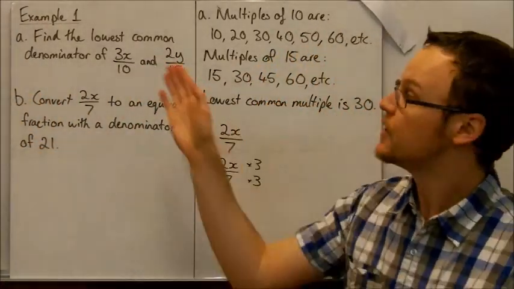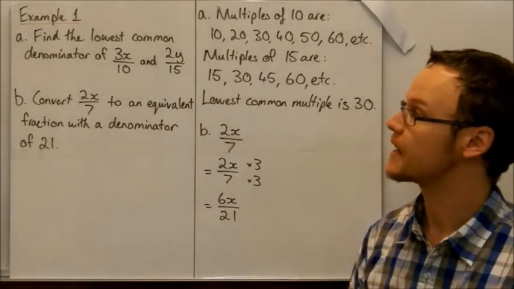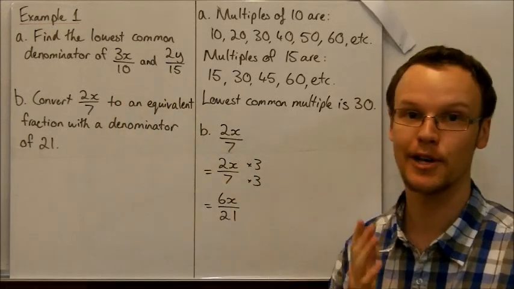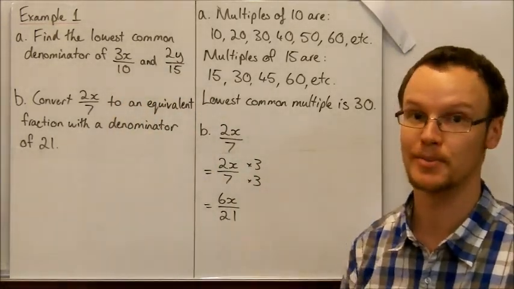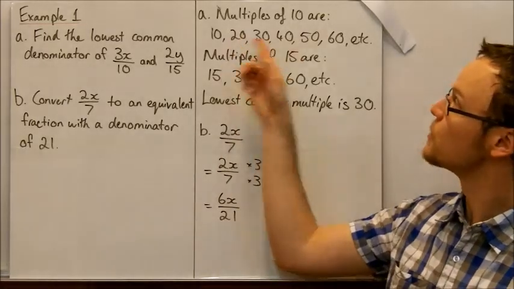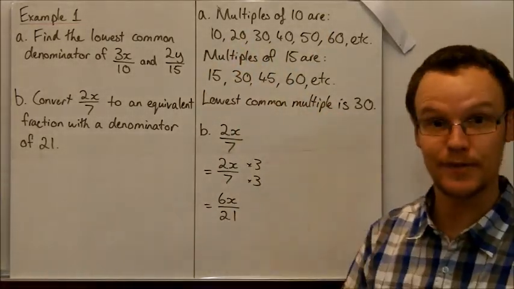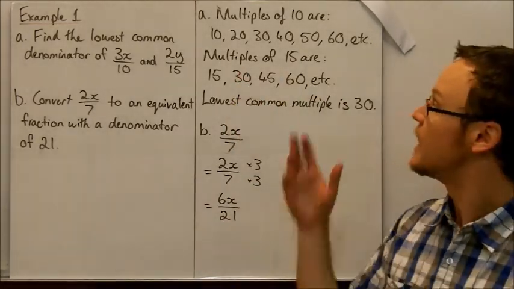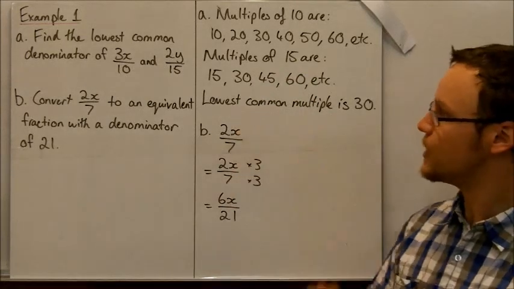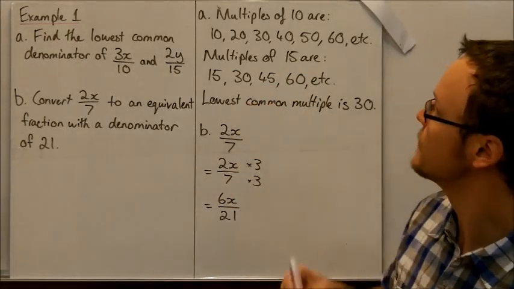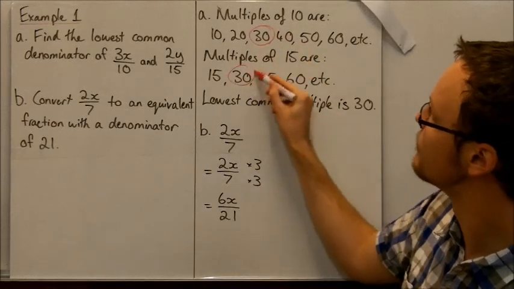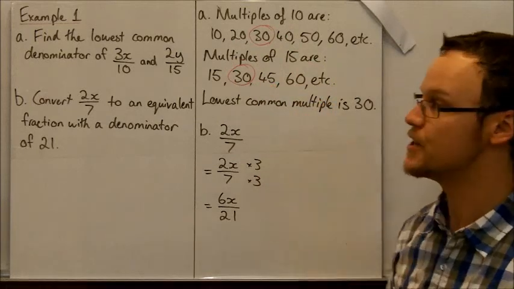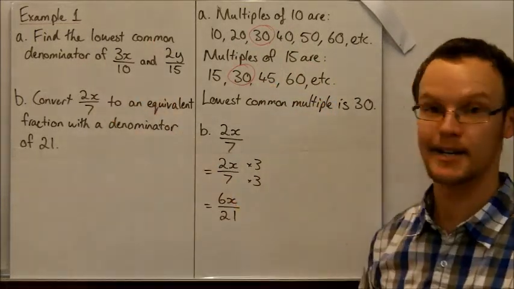First example, find the lowest common denominator of 3x on 10 and 2y on 15. We're just looking at the denominators here. We want to find the lowest common denominator of 10 and 15, or lowest common multiple. The multiples of 10 are 10, 20, 30, 40, 50, 60, and so on. And the multiples of 15 are 15, 30, 45, 60, etc. So the lowest common multiple is 30. That's the lowest number that is common to both of them. So 30 is our lowest common denominator.